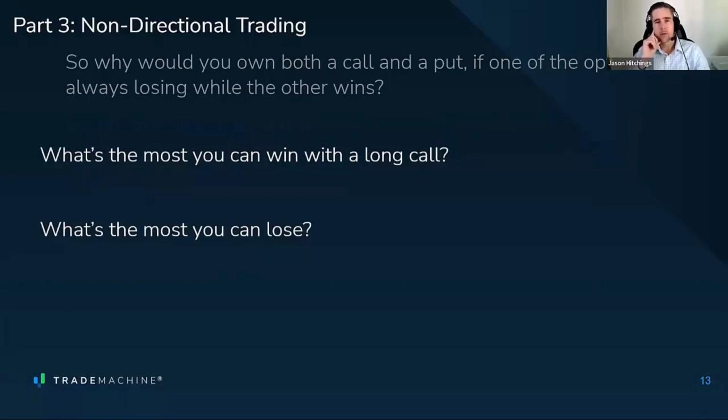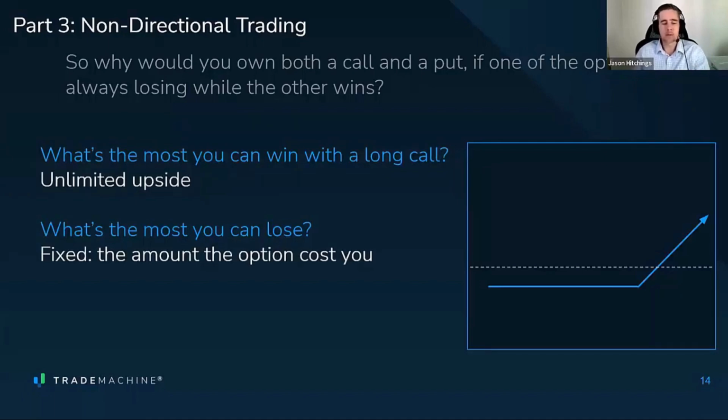What do we know about calls? What's the most you can possibly win if you're long a call? Well, potentially you have unlimited upside, right? There's not really an upper limit to how far a stock can go up in value, and therefore there's not an upper limit to how far the call can go up in value. The call is giving you the right to buy the stock at a lower price if the stock has gone up. So you can have potentially unlimited upside potential with the call. And how much is the most you can lose? Well, anytime you're long options, the most you can lose is the amount that you bought the option for. So you have a fixed downside and you have potentially unlimited upside.